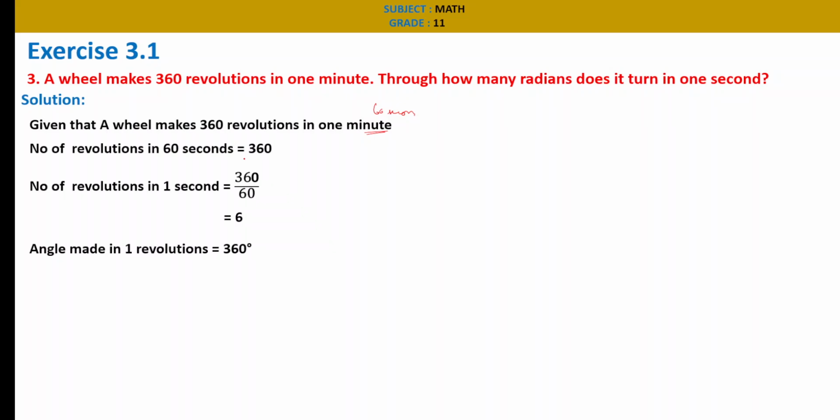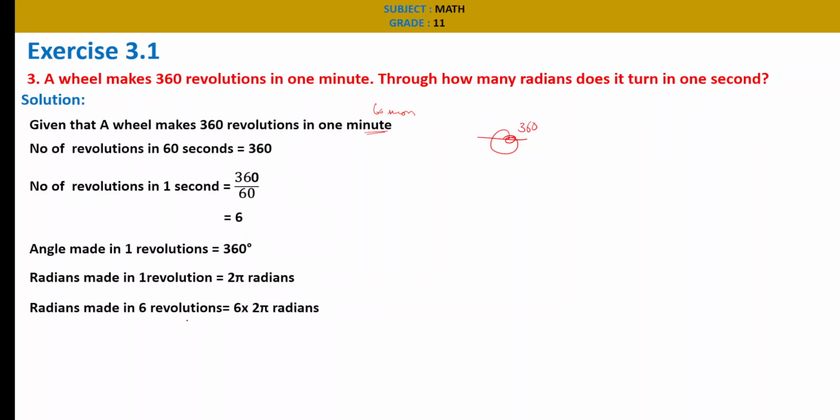Now, the angle made in one revolution is 360 degrees, because we know that the angle at a point is 360 degrees. Therefore, radians made in one revolution is 2 pi, because we are converting degrees into radians. So, for one revolution, the angle is 2 pi radians. Therefore, radians made in 6 revolutions is 6 into 2 pi, that is 12 pi. So, in 1 second, it will make 12 pi radians.